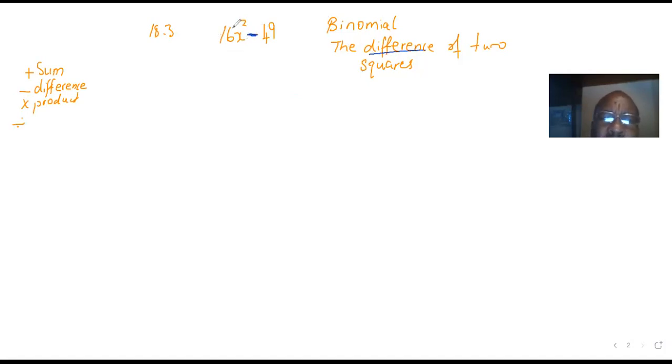This is a square, that's a square, those are two squares. Now, we can write this as 4x squared minus 7 squared. These are the difference of two squares. And we know that if I have a squared minus b squared, this can be written as a minus b into a plus b.